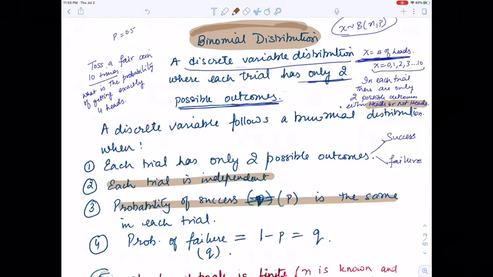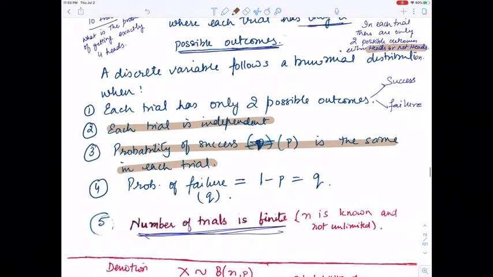The probability of success is given by p, and the probability of failure is 1 minus p. So if the probability of success is 0.5, what is the probability that success doesn't occur? 1 minus 0.5, that would be 0.5. That is given by q, so 1 minus p is equal to q.